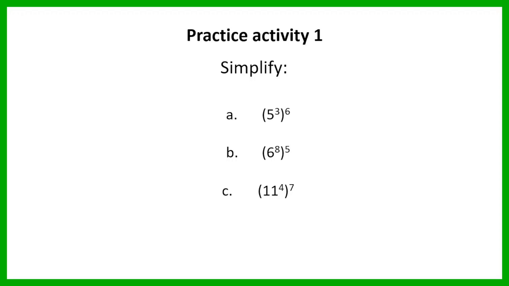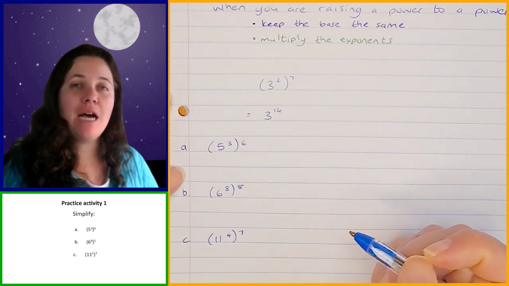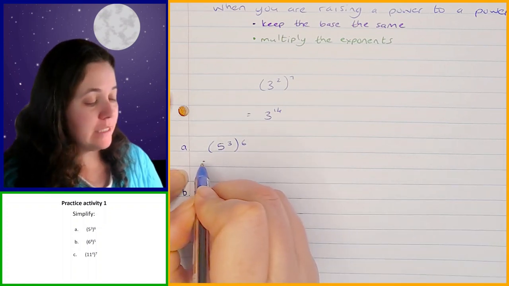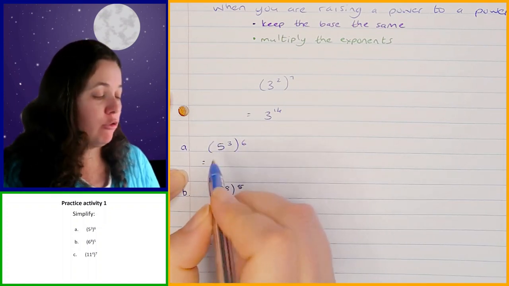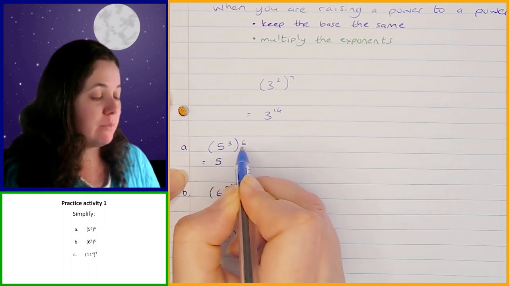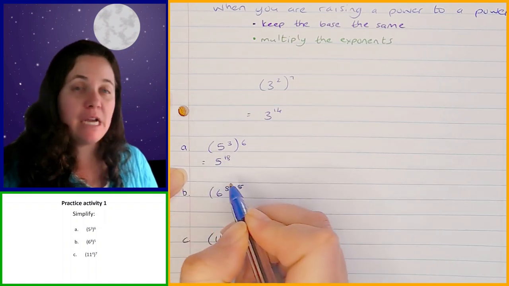Okay, you should hopefully be done with those, so let's go through each of those examples. So question A, you had 5 to the power of 3 in brackets to the power of 6. So our rule says that when we have a power being raised to a power, we keep the base the same, so the 5 is going to remain unchanged, and we're going to multiply the exponents. We have 3 multiplied by 6 is 18, so you should have got 5 to the power of 18 for that one.